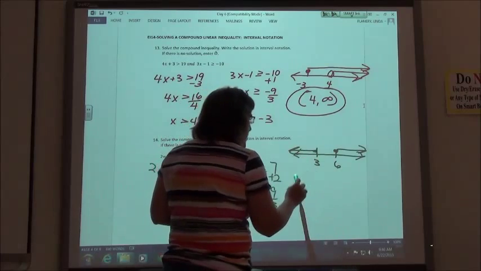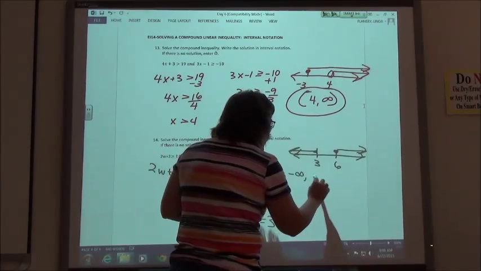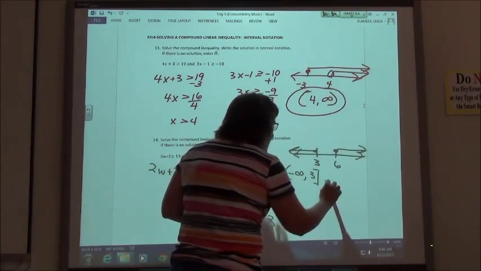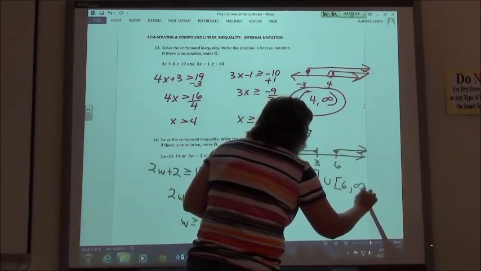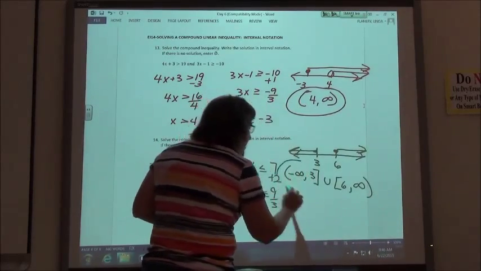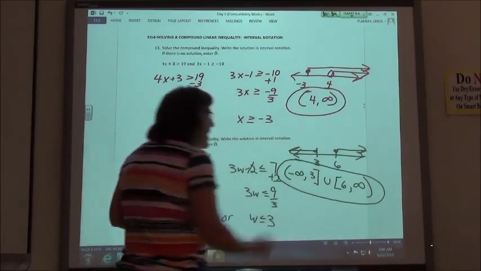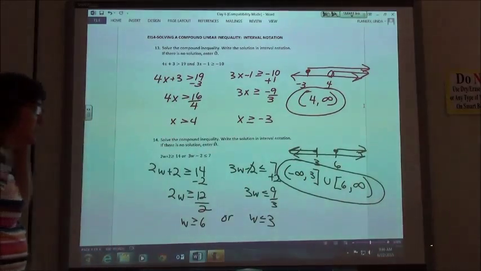So this section is going from negative infinity to 3. And this section is going from 6 to positive infinity. Brackets on the 3 and the 6 because they did have the filled in dots.